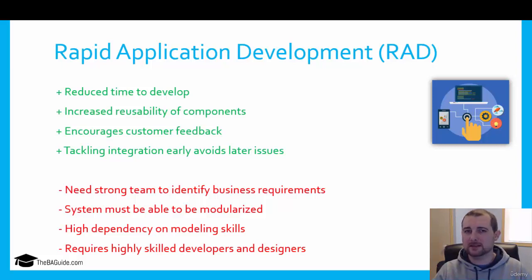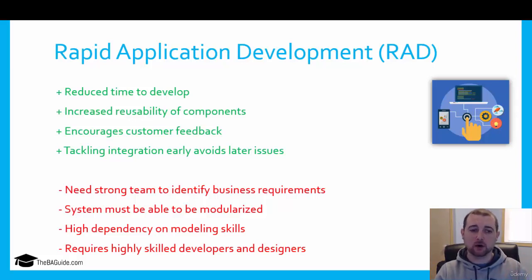There's another high dependency on modeling skills. As you're working through, you need to have a really good understanding of how all of these are going to work together in a process, in data flow, in an activity flow. So you need somebody who knows how to do data modeling, activity modeling, and process modeling, and is able to pull that all together and make sure that all these modules can meet that end result once they're all combined.